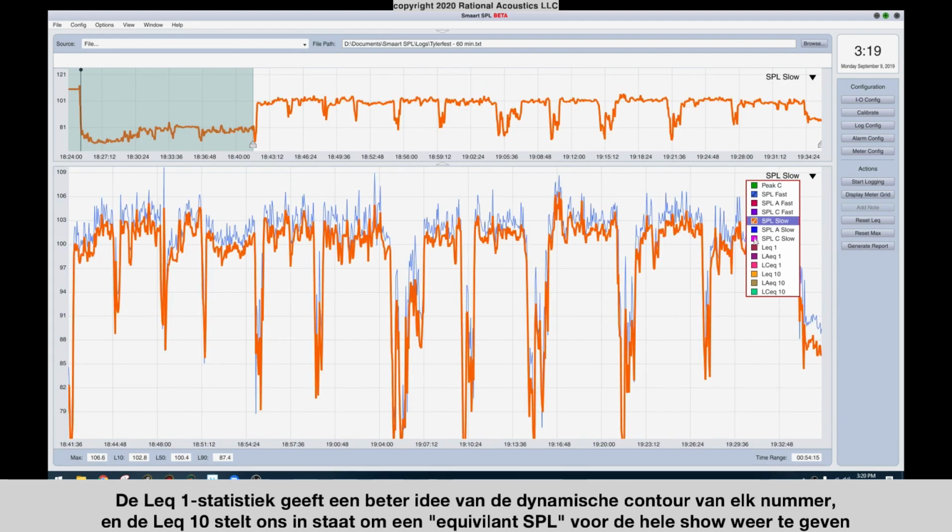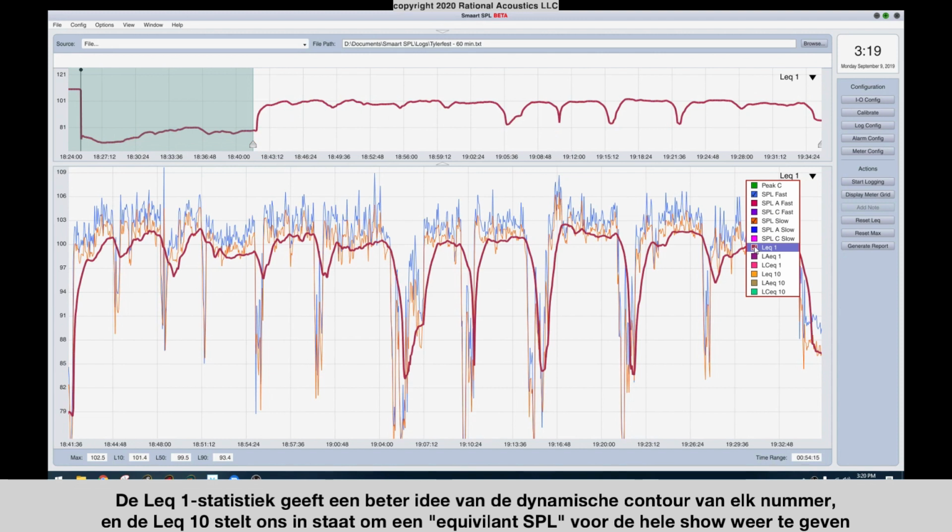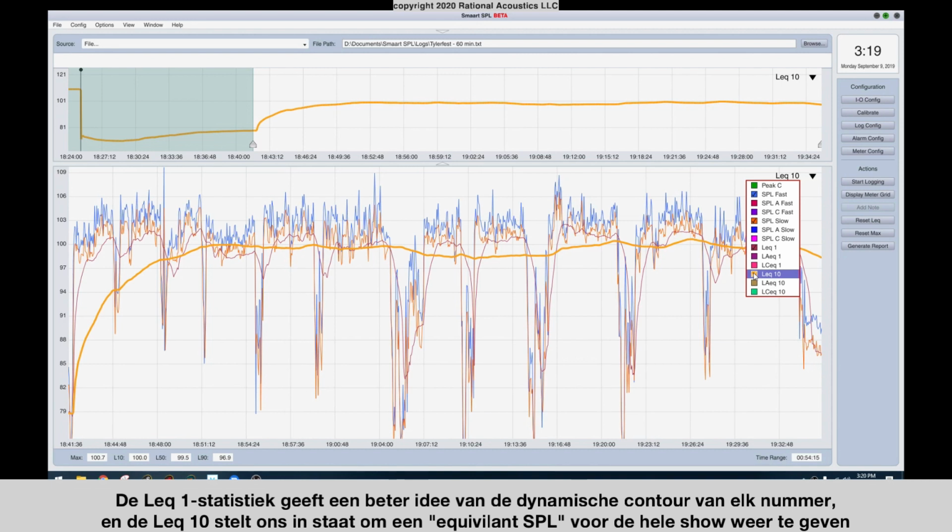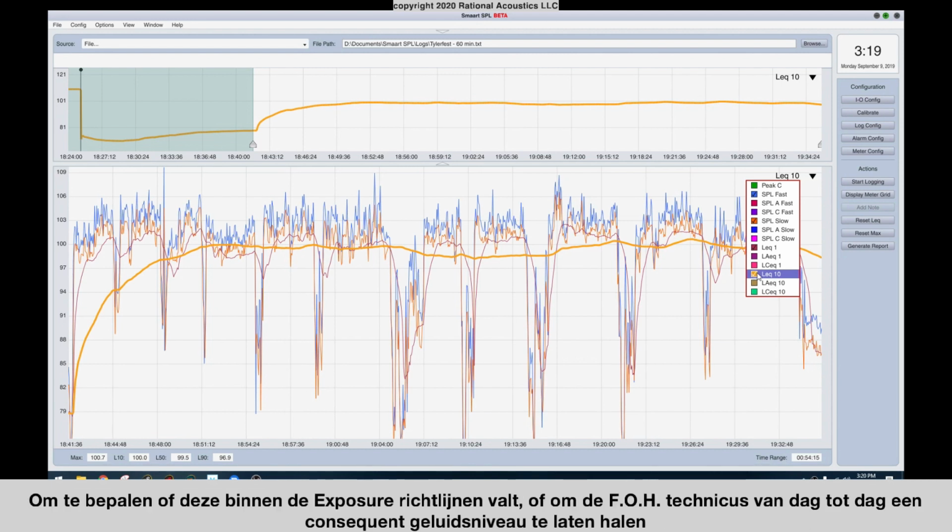The LEQ1 metric shows a better idea of the dynamic contour of each song, and the LEQ10 allows us to clearly see an equivalent SPL for the entire show, determine whether it falls within exposure guidelines, or simply help the mix engineer achieve night-to-night consistency.